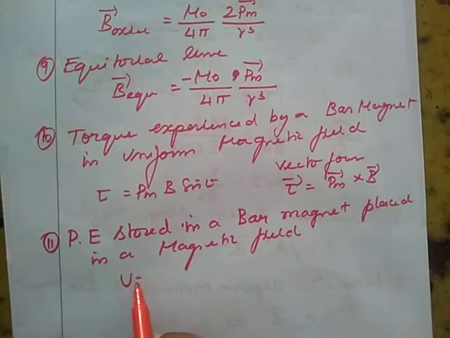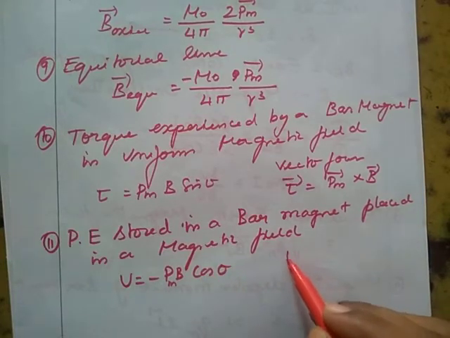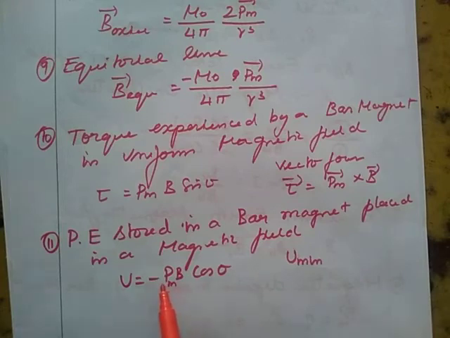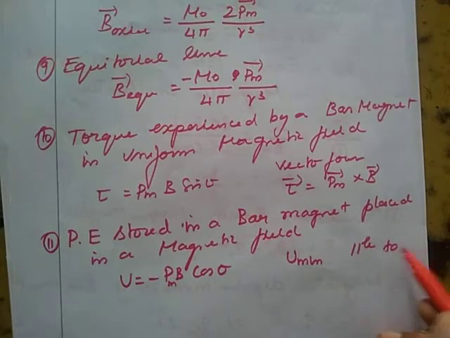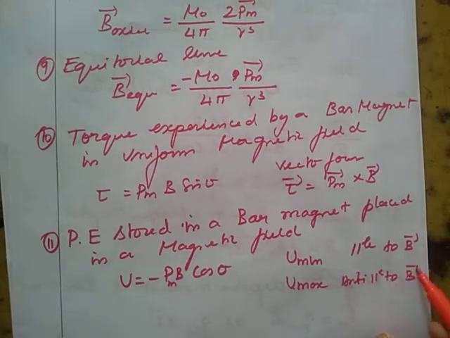That is U is equal to minus PB, that is minus PMB cos theta. Here the potential energy is minimum when the magnetic dipole or the bar magnet is placed parallel to the field. The potential energy is maximum when it is placed anti-parallel to the field. Potential energy is 0 when it is placed perpendicular to the field.